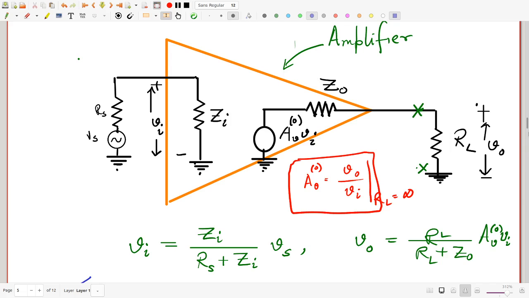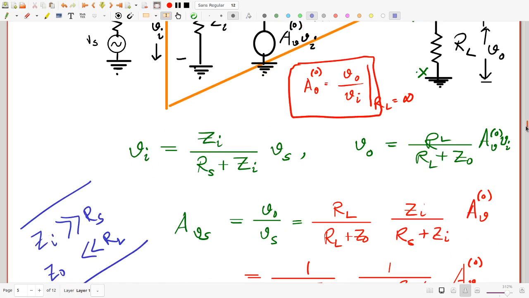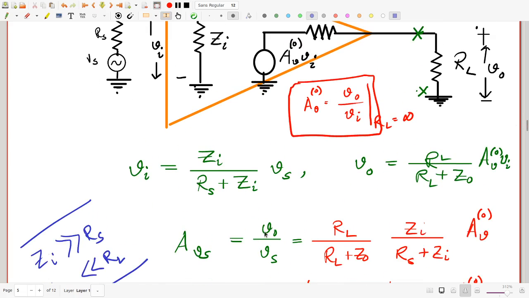So putting these two things together, what we see is AVS, this ratio, VO by VS, has two extra factors beyond AVO. AVO, remember, is the voltage gain, VO by VI, when load is infinite. But in addition to that, you have two extra factors. One is RL by RL plus ZO, which is the factor which is coming because of the potential division on this side. The other is ZI by RS plus ZI, which is what is coming from the potential division on the other side.